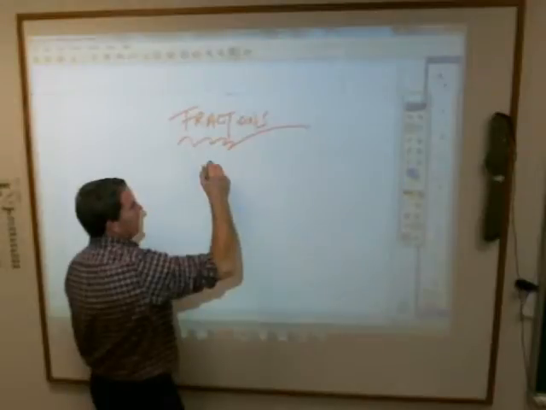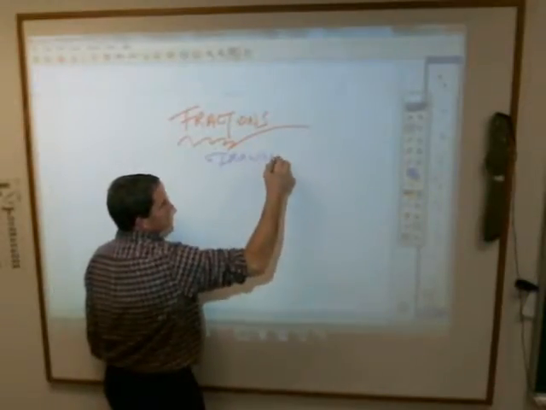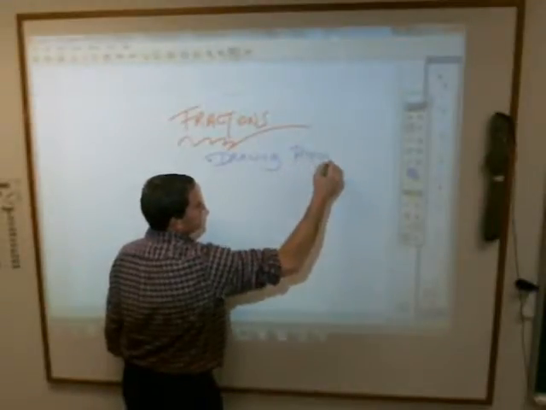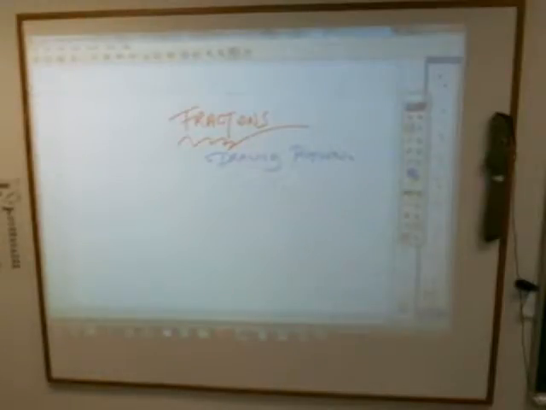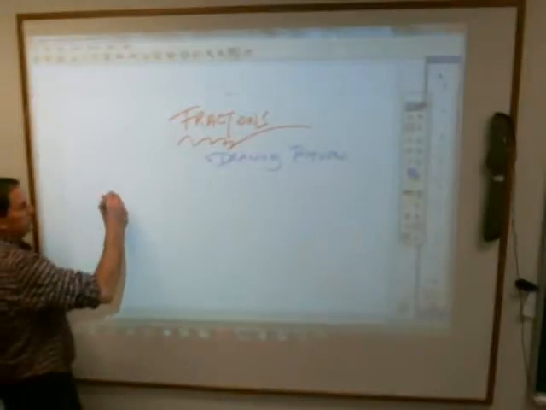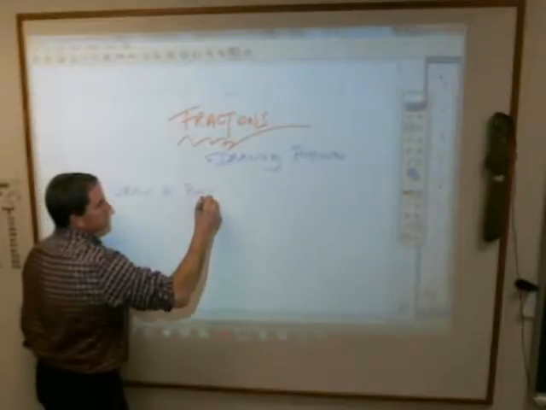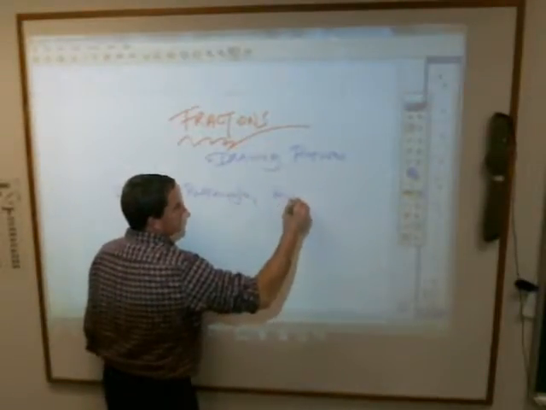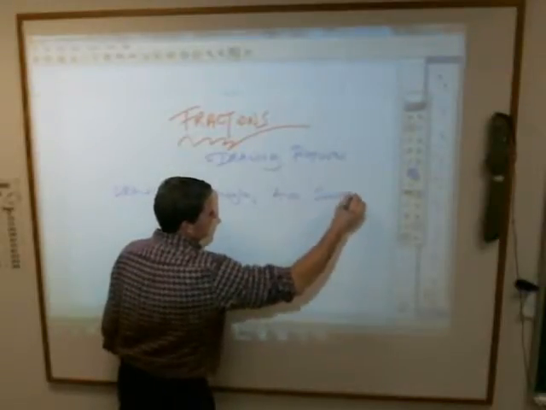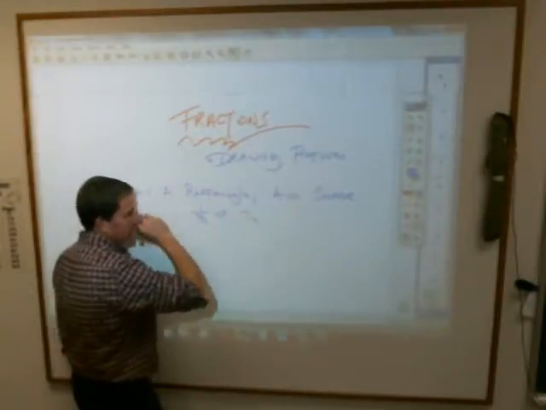And the little subheading under fractions is drawing pictures. And let me just, this is very simple, so I'm just going to give you a little thing there. Draw a rectangle, comma, and shade 1/3 of it. That's the directions.